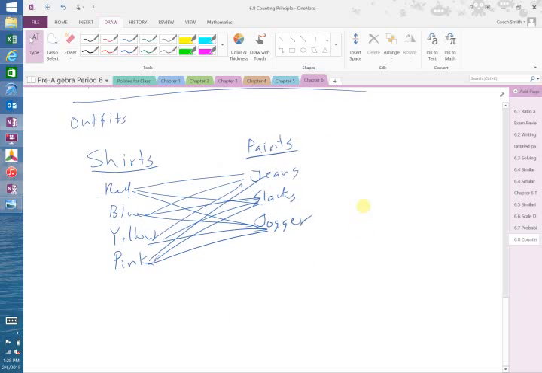But all you have to do is take the number of shirts, 4, and the number of pants, 3, and multiply them together to get the 12 different combinations.